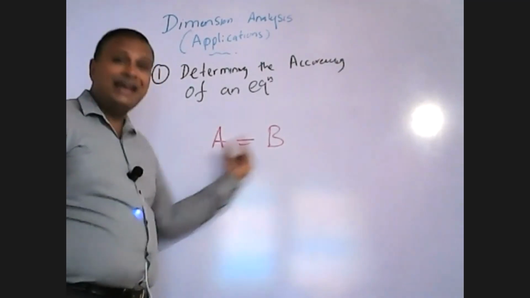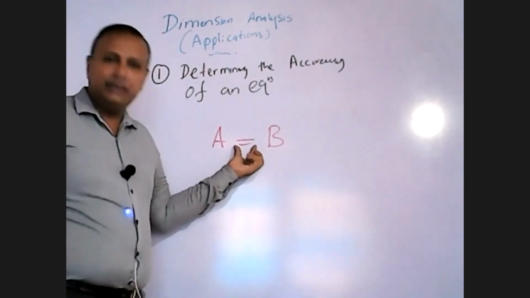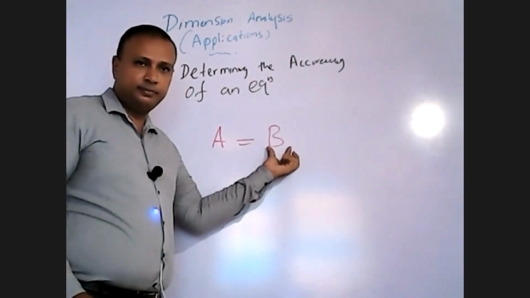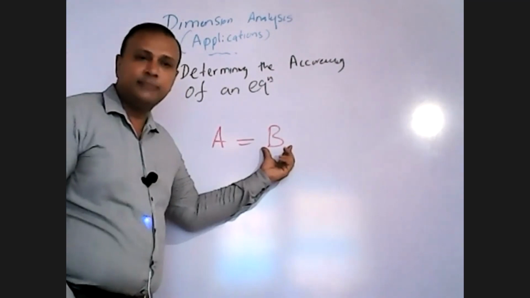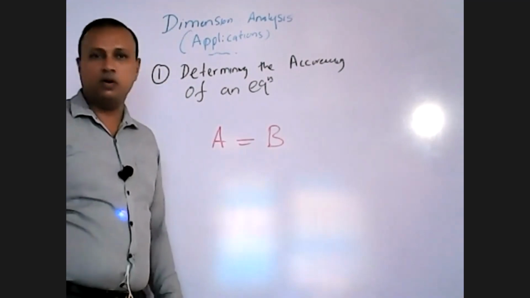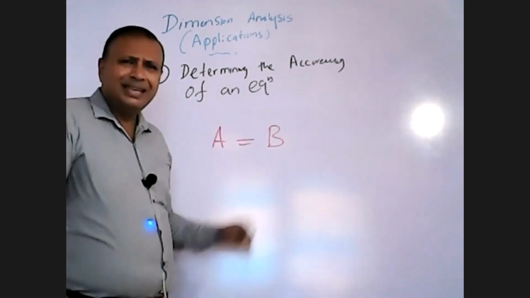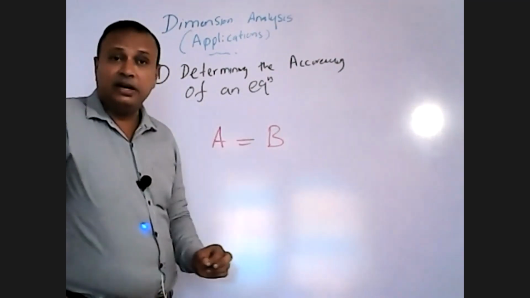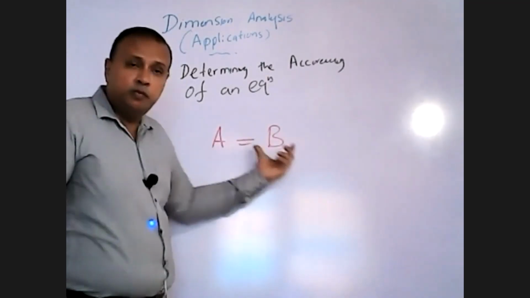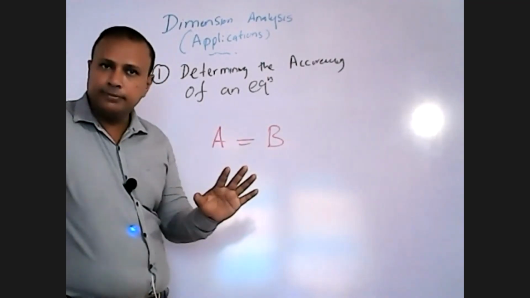So if there is an equation, that means if there's an equal sign, this one should be equal to this one. That means both should have the same dimension. So if an equation is correct, that means the dimension of the left hand side should be equal to the dimension of the right hand side. Do you understand?